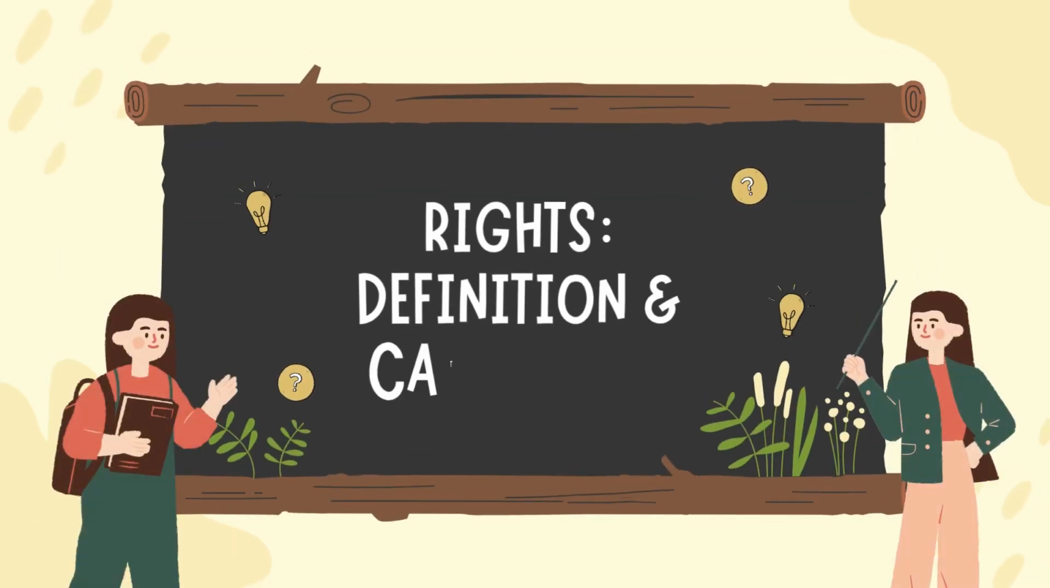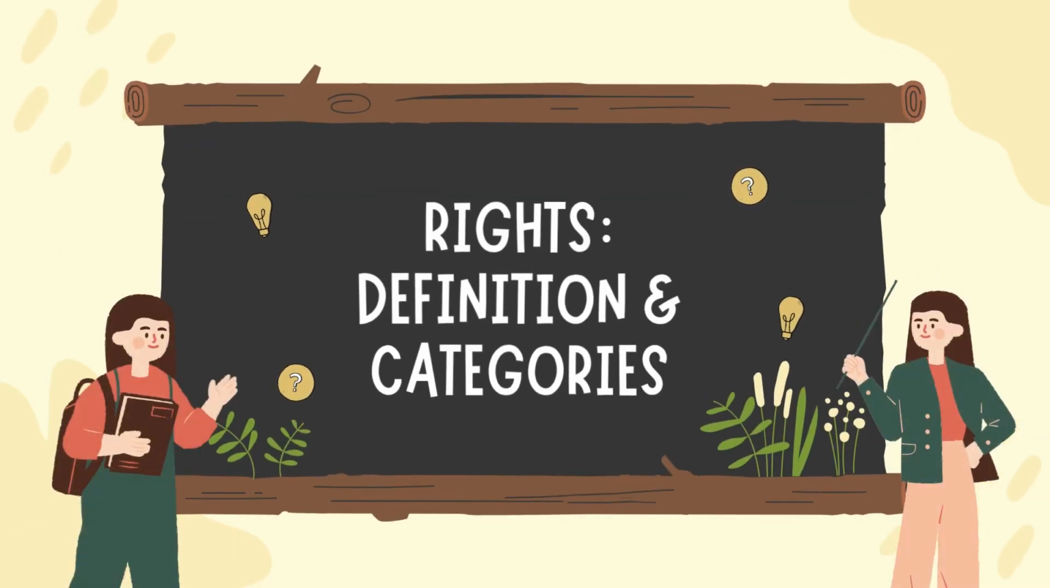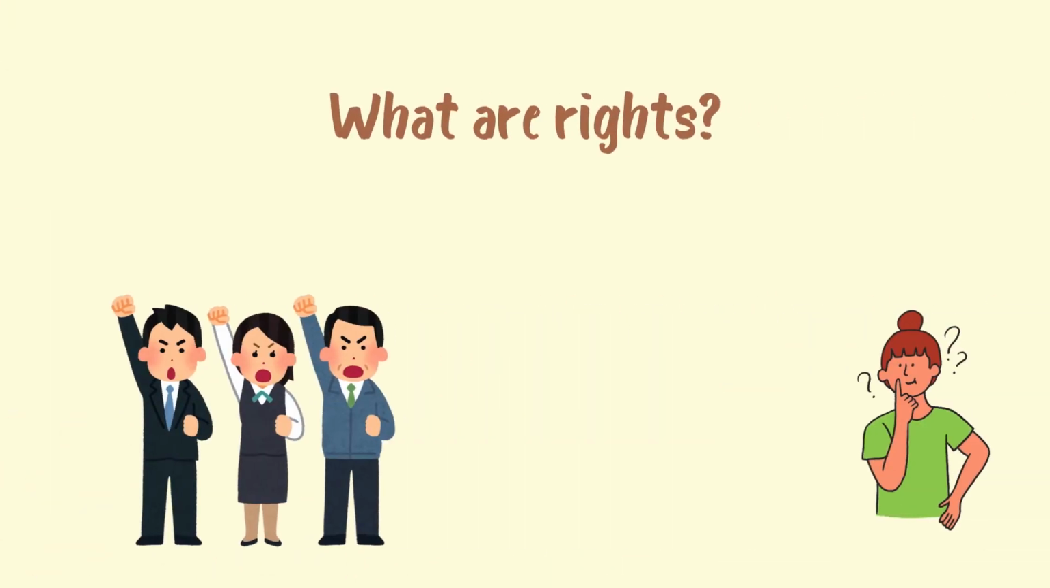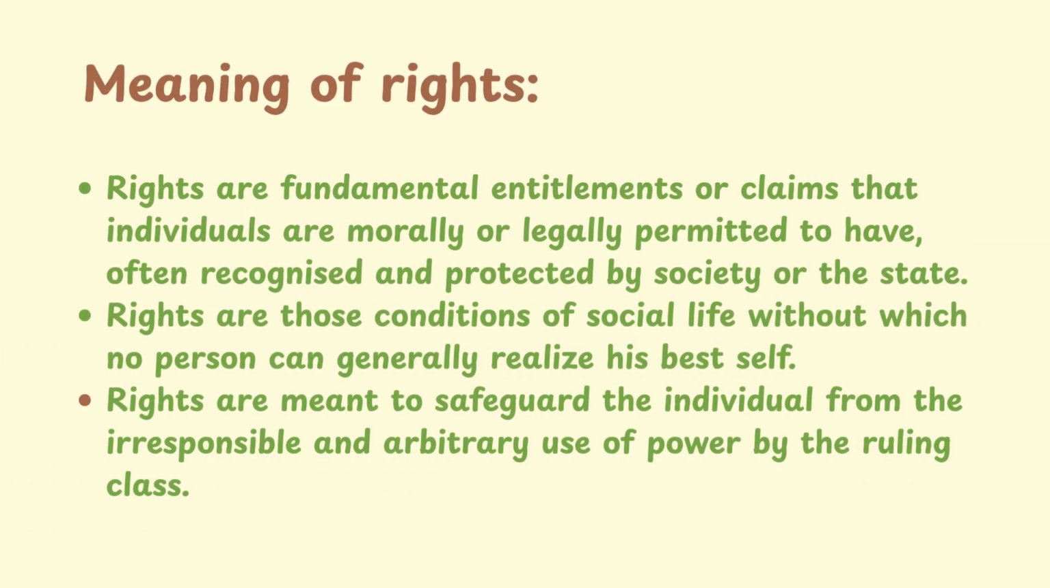Hi everyone. Today's topic is rights, its definition and categories. Let's begin with the meaning of rights. What are rights? Rights are the fundamental entitlements or claims that individuals are morally or legally permitted to have, often recognized and protected by a society or the state.